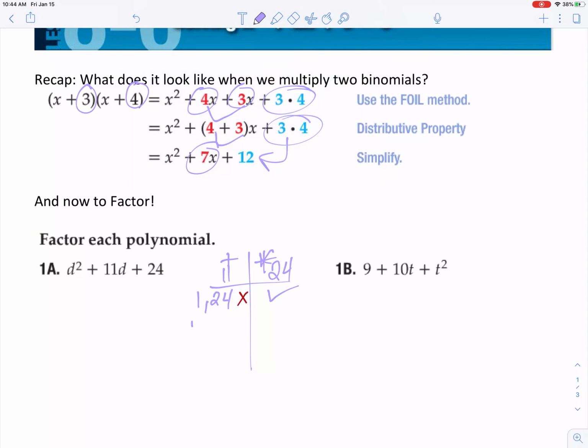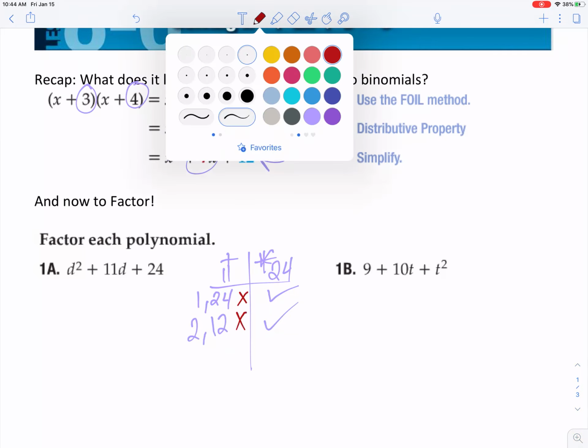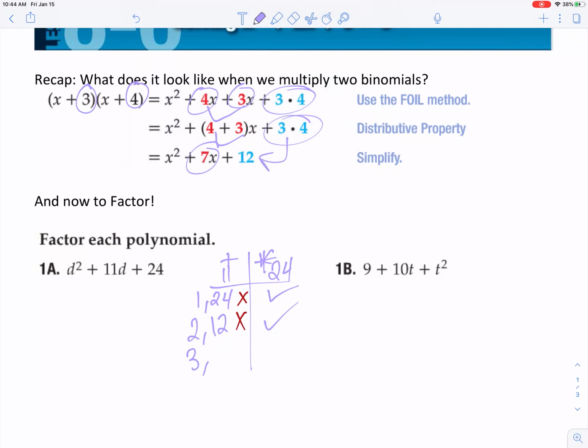Let's try 2. 2 times what is 24? 12. Excellent. Does that add? Adds to 14. So no. 3 times what is 24? 8. 3 times 8 is 24. Does that add to 11? Hey, it does. Okay, then those two numbers are what you're looking for.